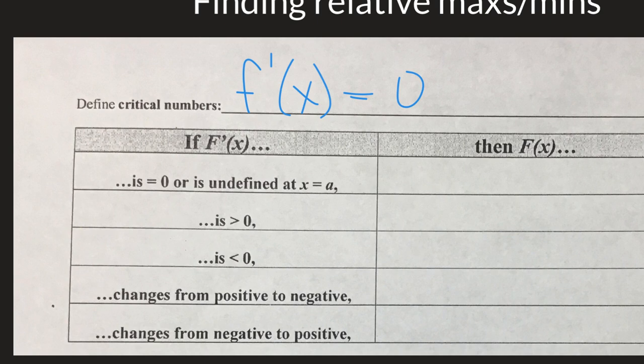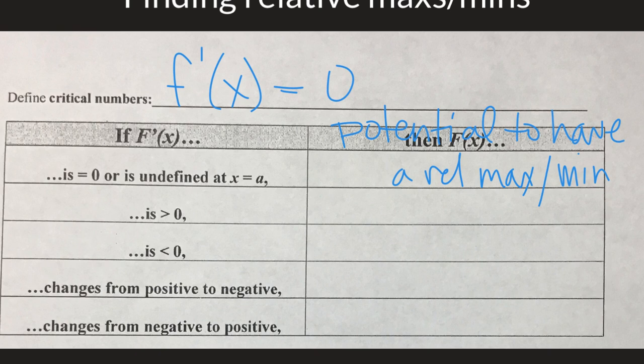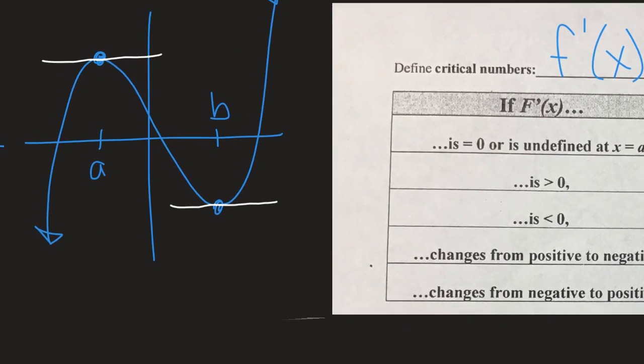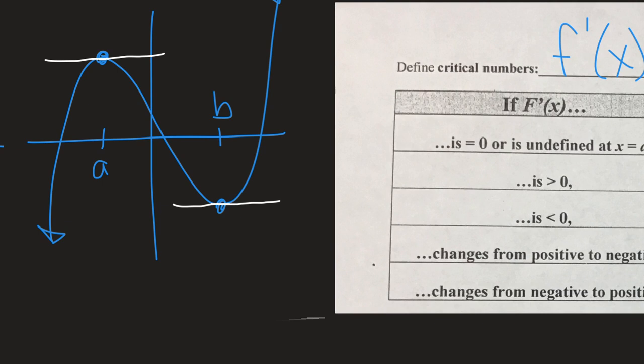So if f prime is 0 or undefined, then potentially you have a max or a min. If the first derivative is positive, then your f function is increasing. Like here, this would be a spot where your function is increasing. The y values are increasing on that interval, so the slope of that line, or the derivative, would be positive.